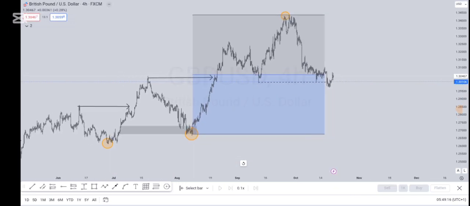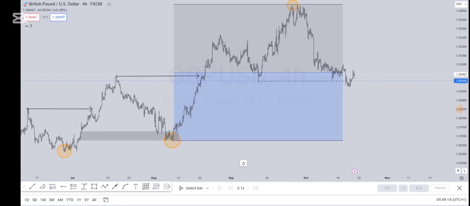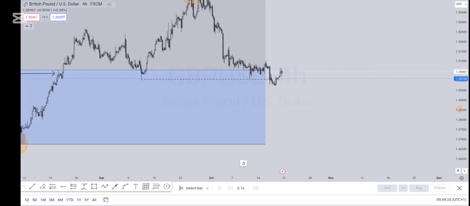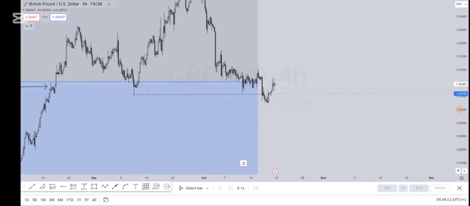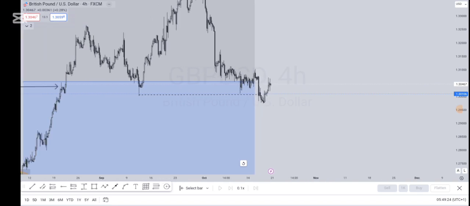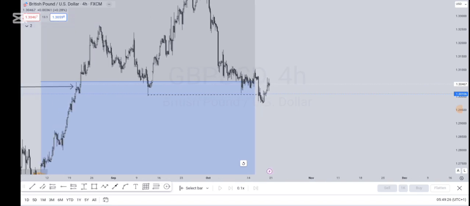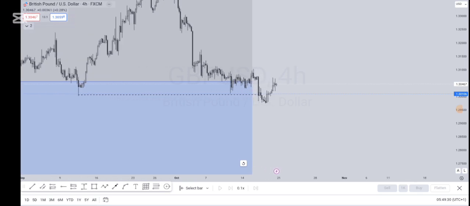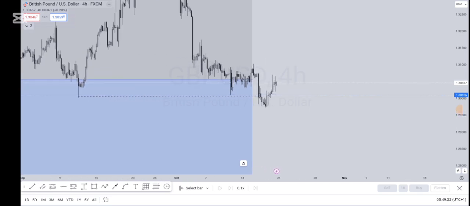We don't know if we'll buy from here, or if we'll keep selling from here. But whatever you do, you wait for a confirmation. Why? Because the market is already at a discount area, so selling here is risky, right?